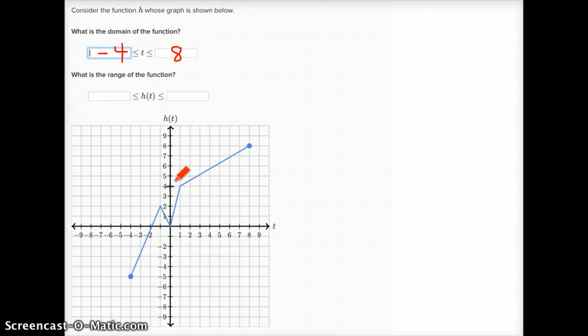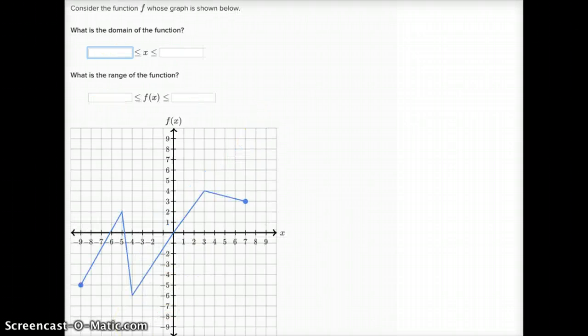Now let's look at the range. This means we're looking for the lowest and highest points. So the lowest point on the graph here is again at this dot at y equals -5. So -5. And then our highest point, which is our greatest y value, is 8 here. And so our range is -5 is less than or equal to h of t, which is less than or equal to 8. Now let's look at a second example.